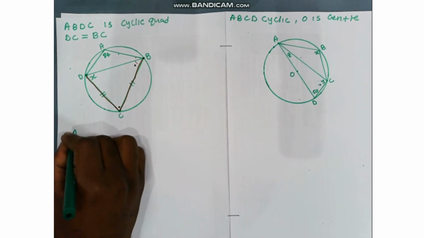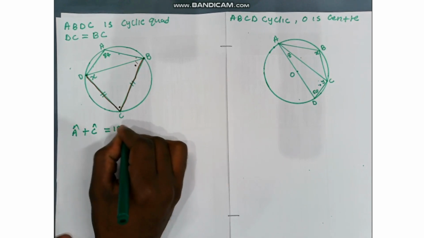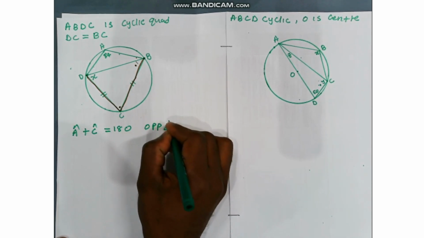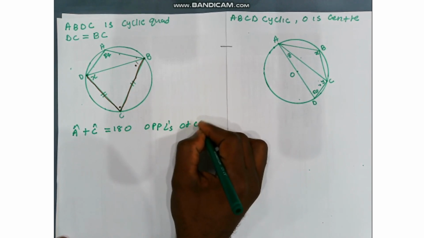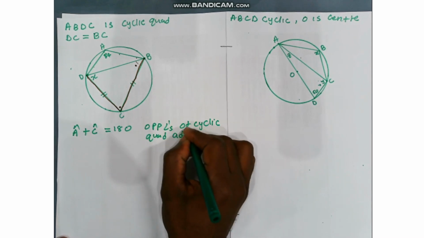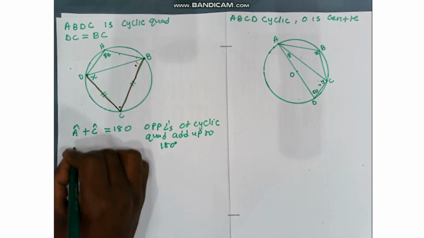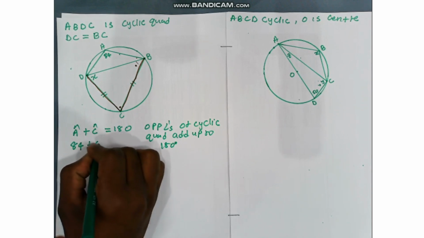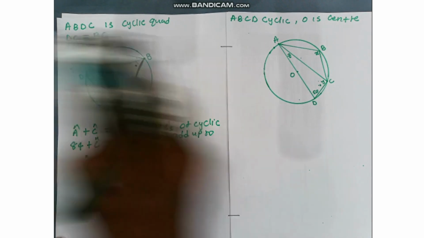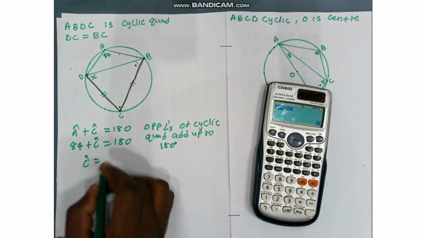Angle A plus angle C is equal to 180. Why? Opposite angles of a cyclic quad add up to 180. What is angle A? It's 84, plus C is equal to 180, and C is 96.